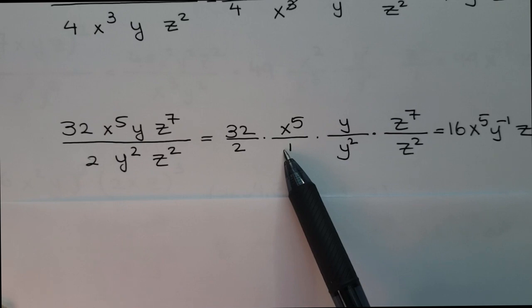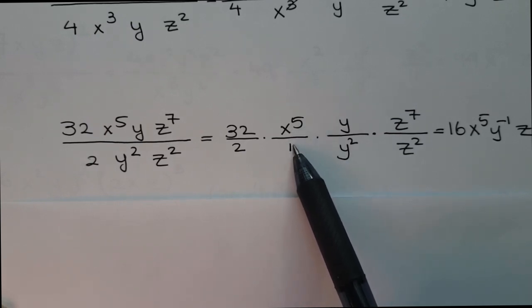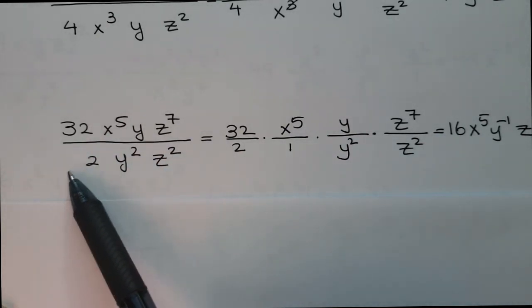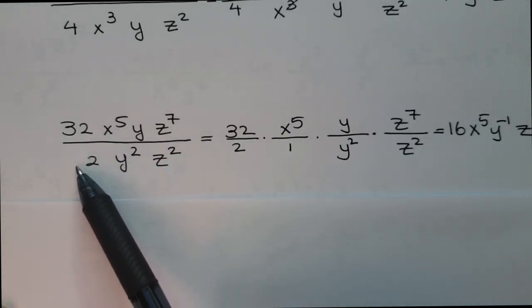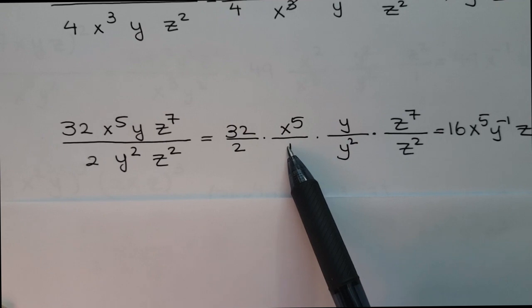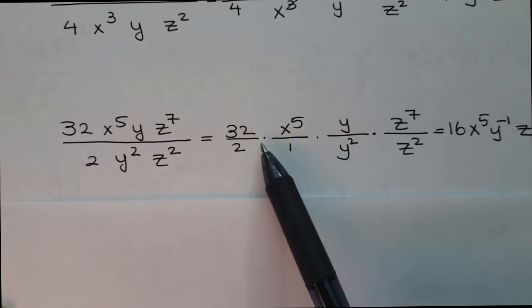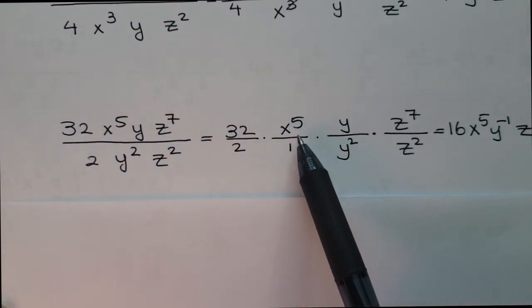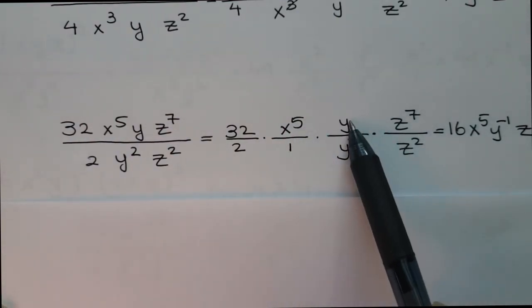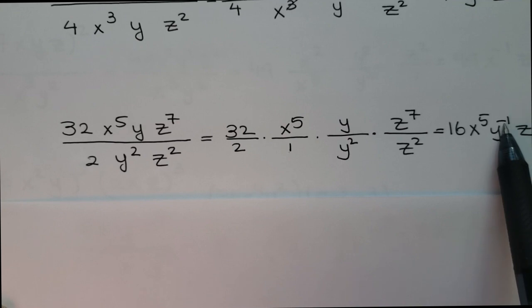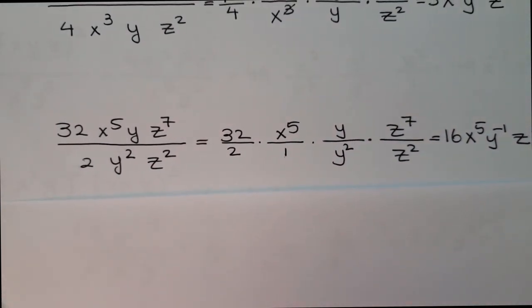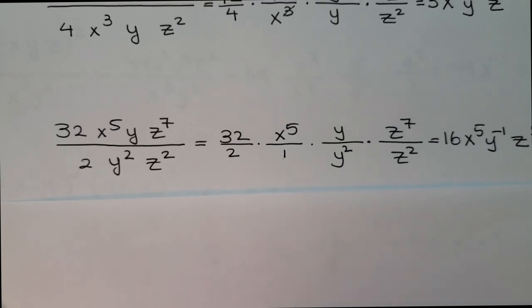But if I'm missing any variable, I shouldn't put 0. Because if I put 0, that means the denominator is 0 and it's not possible. When something is missing, that means it is 1. Okay, so 32 over 2 is 16. X over 5. Y over y squared, y to the negative 1, and z to the power 5. Okay, so this is the final answer.